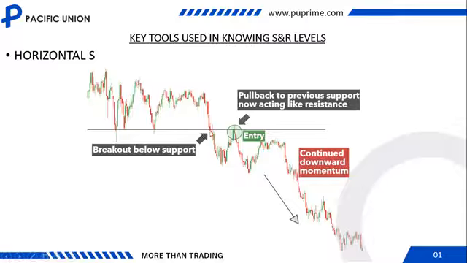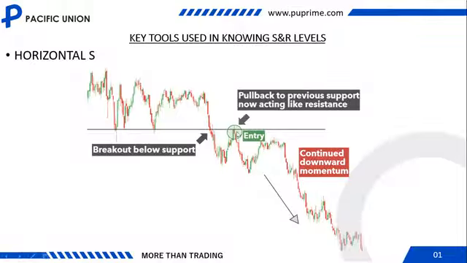This is what is called a breakout. Unlike the initial touches that we had here, which were false breakouts, this is a real breakout. And one good thing about support and resistance is this: when your support is being broken, note that area, because it would likely in the future turn into resistance, which is exactly what we have here.